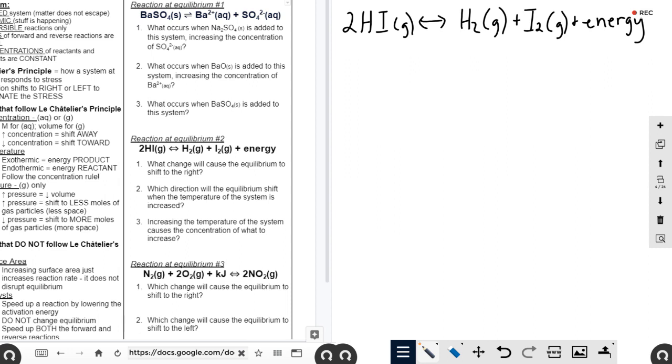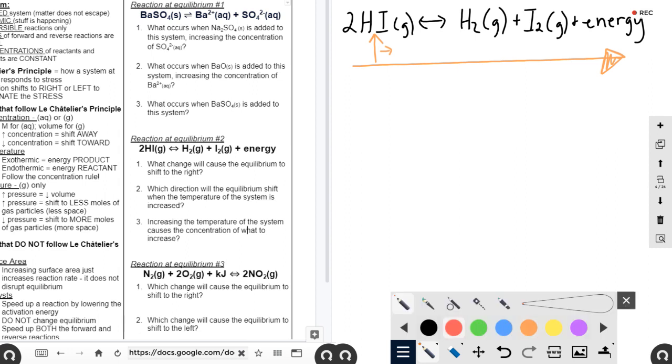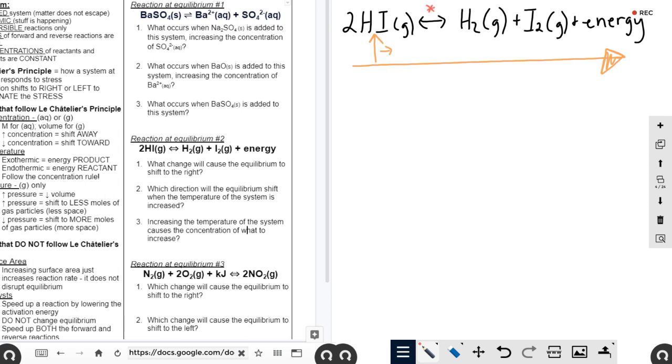What change will cause the equilibrium to shift to the right? So I want the equilibrium to shift this way. So let's see, what could we do? How could we make it go that way? Well, we could have too much of this, so we need to use it up. That makes the equilibrium shift this way. What else could we do? Well, that's the only thing on that side of the equation.